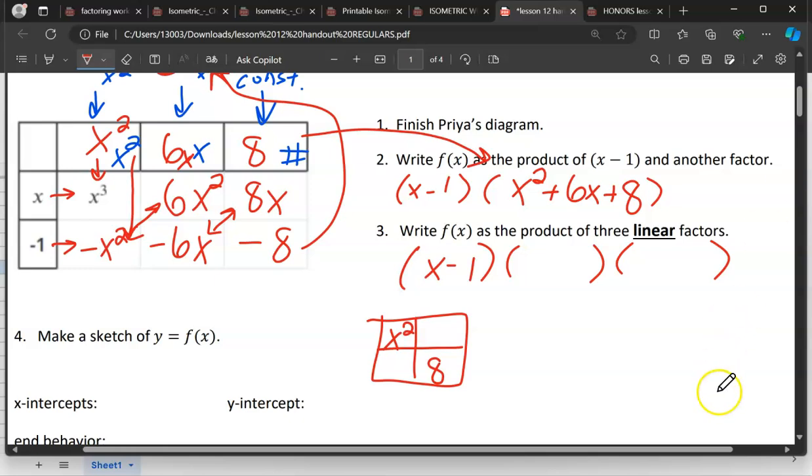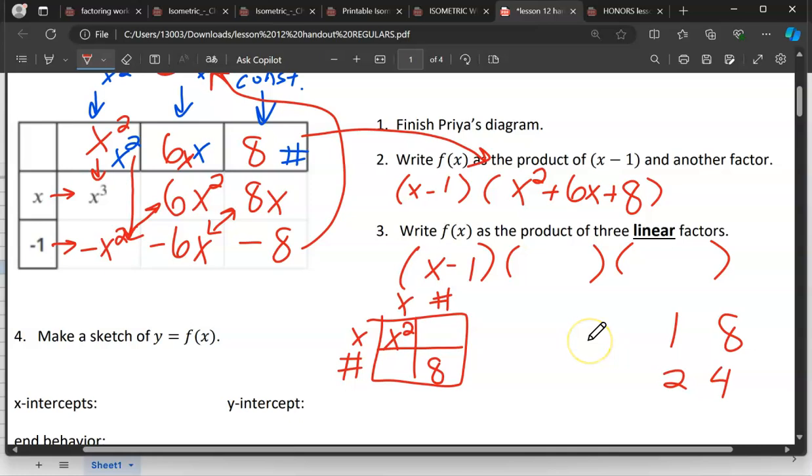How do I get the x squared? By taking a row and a column that are each x. That would give me x times x, which gives me x squared. Now, down here, the column and row on the right and the bottom have to multiply. I'm going to have some kind of number here, some kind of number here. Those numbers have to multiply to 8. So what are my multiples of 8? 1 and 8, and 2 and 4.